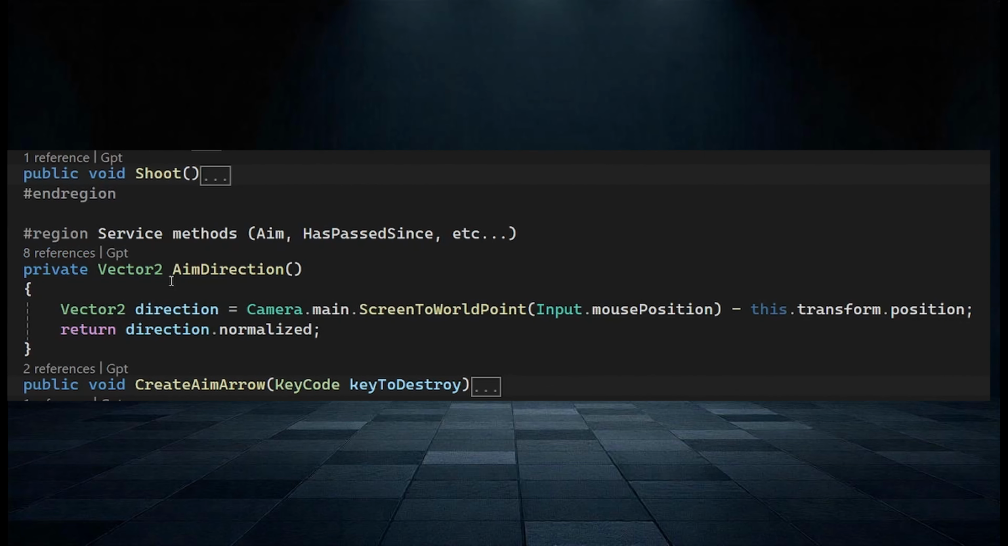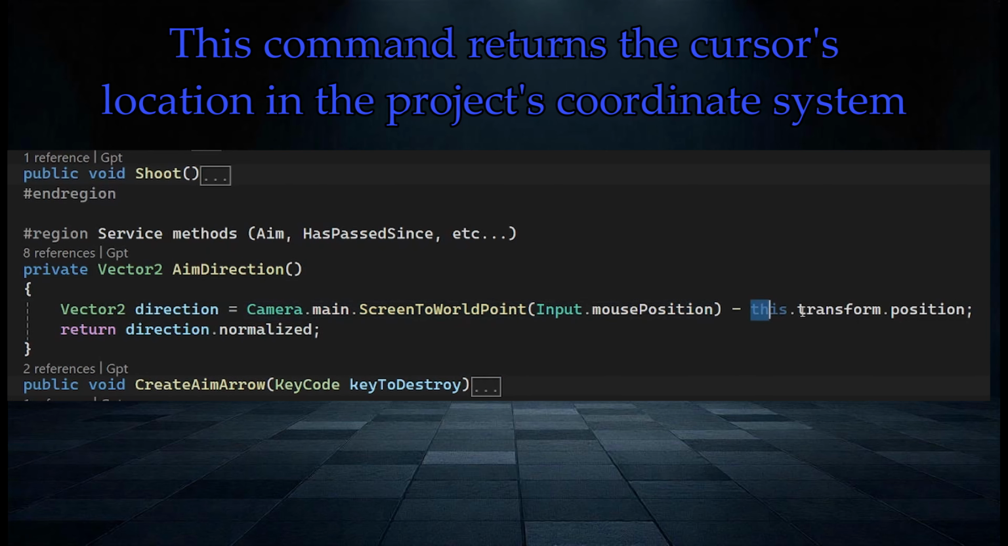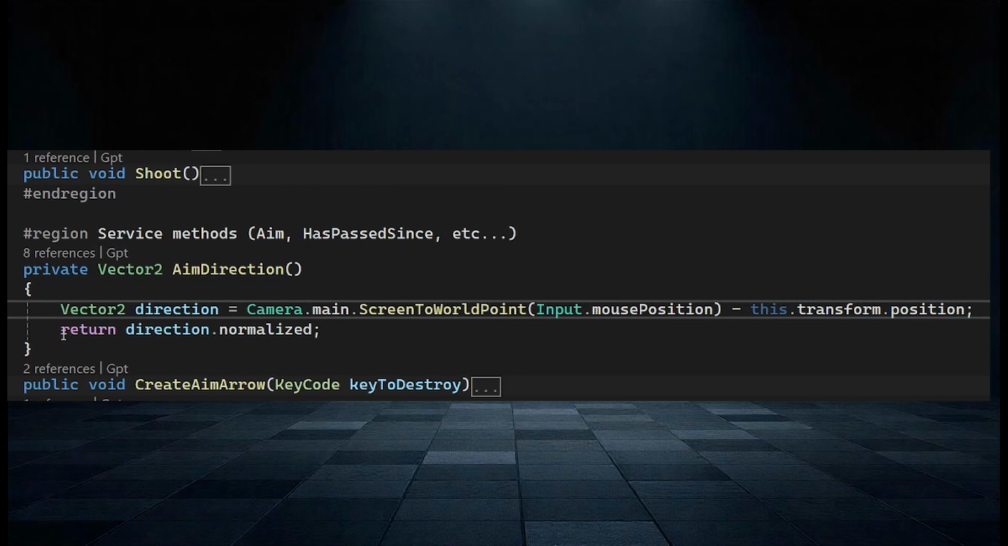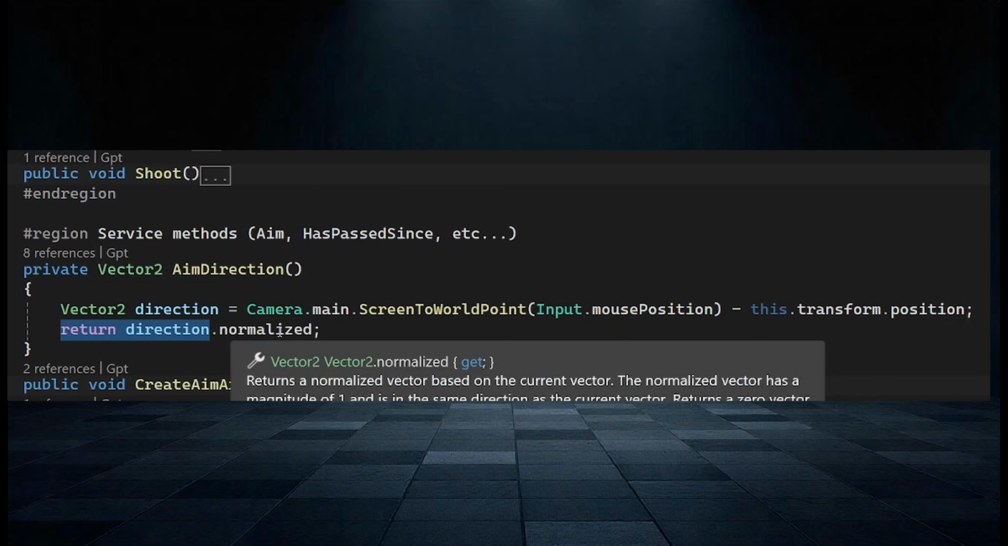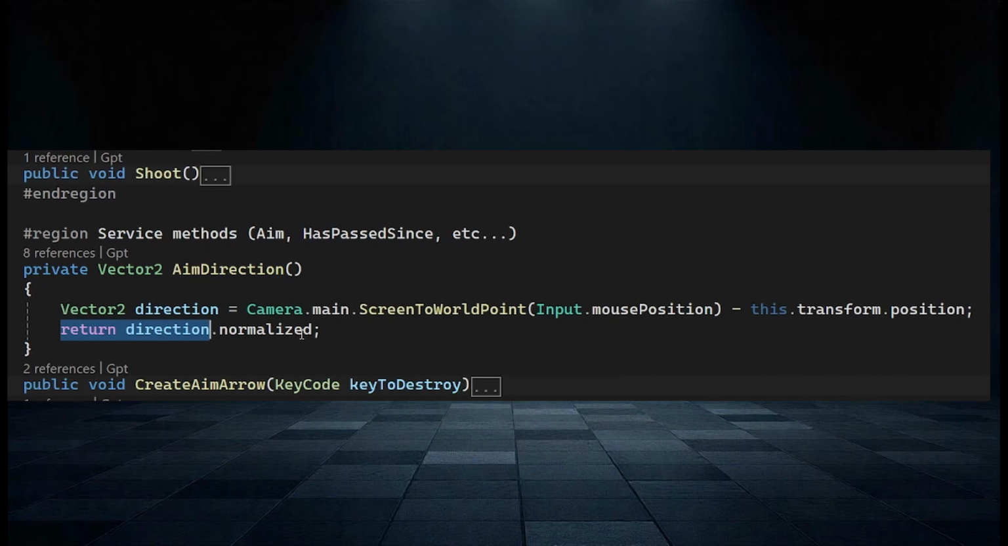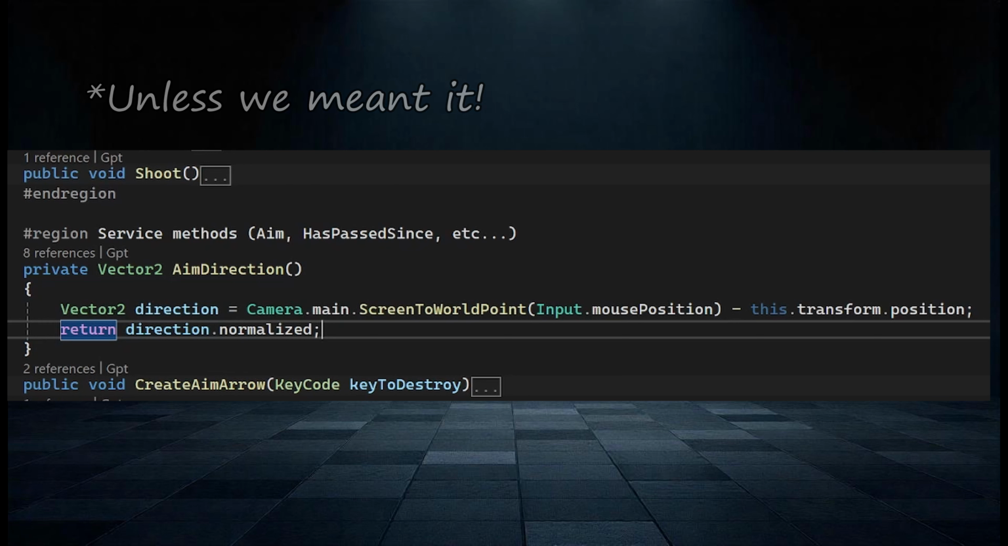In our project, our first order of business is going to be creating the aiming method, which is going to take the cursor position and subtract the player position to get the vector from the player to the cursor. However, you may notice that there is a small tweak where I take the normalized version of this direction vector. Without normalization, our projectiles will fly slower when the cursor is closer to the player and faster when it's further away, which is definitely not ideal.